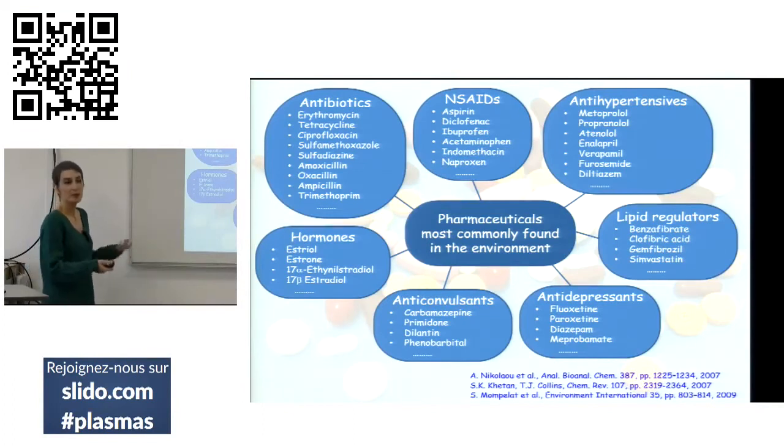they are pseudo-persistent compounds. We have the class of antihypertensives. In this case, many of these compounds have very low removal rates by classical treatment. Then we have also lipid regulators, antidepressants, anticonvulsants. Carbamazepine is another example of a very recalcitrant compound. And we have also hormones. In this case, the problem is that hormones can affect negatively the aquatic species even at very low doses. And there are classes of compounds that I did not draw here, such as anti-cancer drugs or, for instance, contrast media and so on.